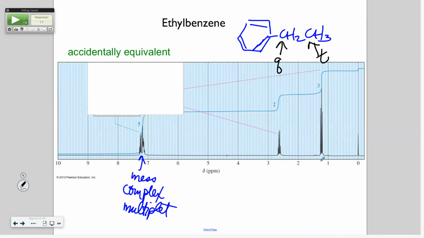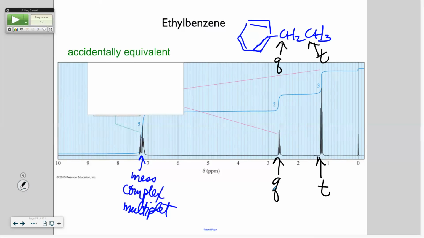Okay, so what do we have here? We have boom, boom, boom. That's a triplet. Here we have boom, boom, boom, boom. What is that one? It's a quartet. Which one is farther downfield? The CH2, does that make sense? Because it's next to the benzene ring, okay?